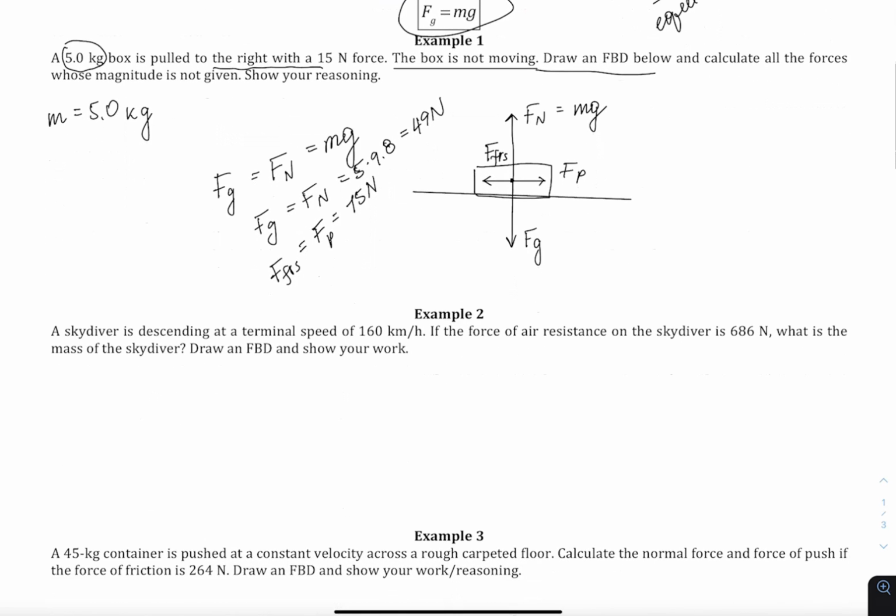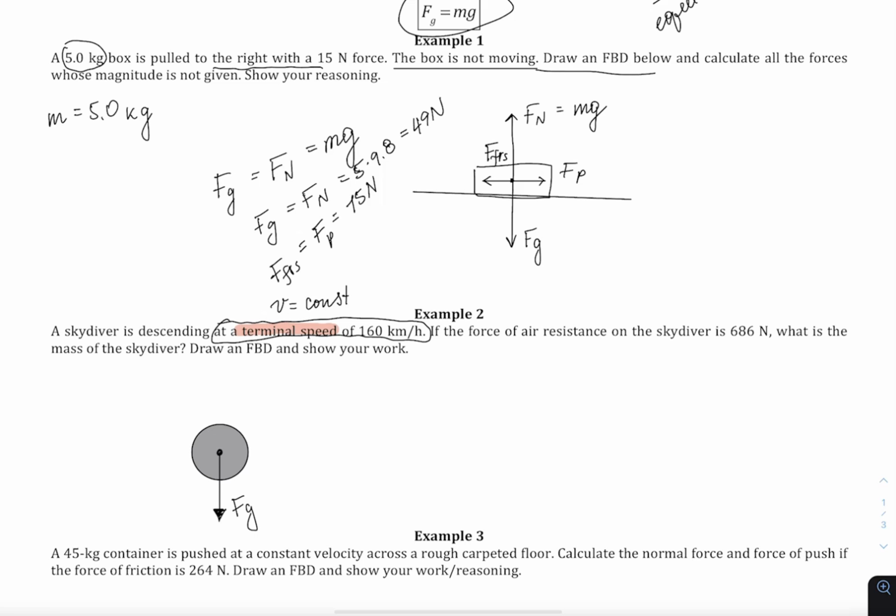Example number 2, we have a skydiver who is moving at a terminal speed of 160 kilometers an hour. That is a number, but you're not going to be using that number at all because the only thing that matters to us is the terminal speed. Terminal speed means that v is constant, which tells us that all the forces on this skydiver are balanced. There is no surface for it. Therefore, we're just going to draw it like this. No horizontal surface, force of gravity.